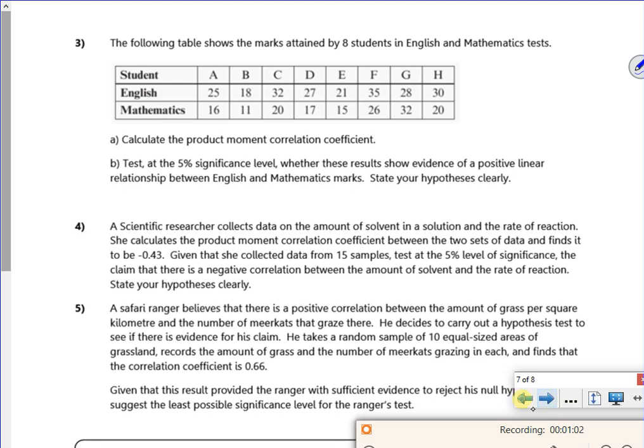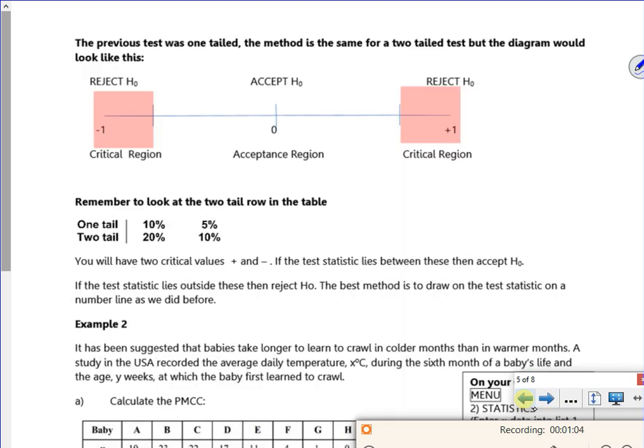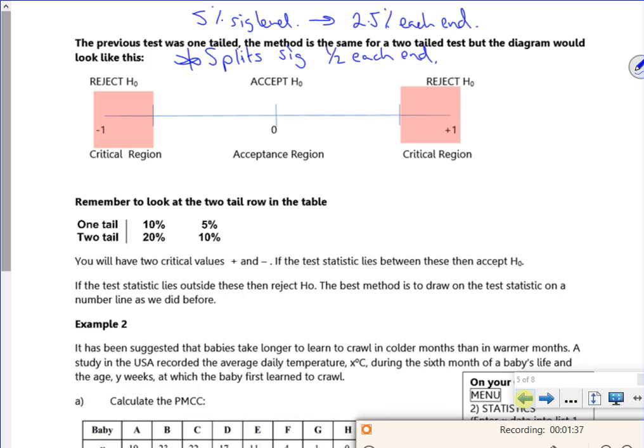Right, so let's jump to the page. It's about 15 pages, I think. So the one tail; if you do a two tail, you look along that second line down, and it halves the value that you're doing it at because it splits your significance, half at each end. So if I was doing a 5% significance level for a two-tailed test, it does 2.5% at each end.